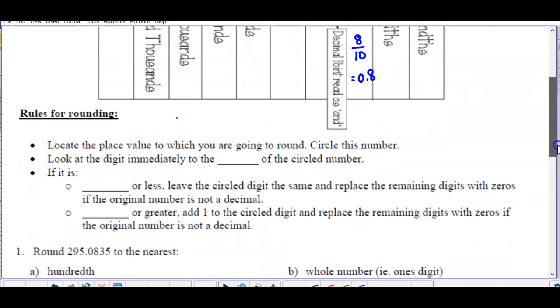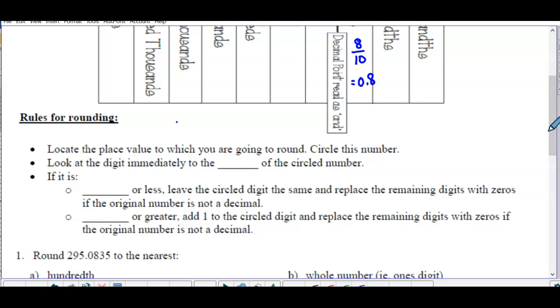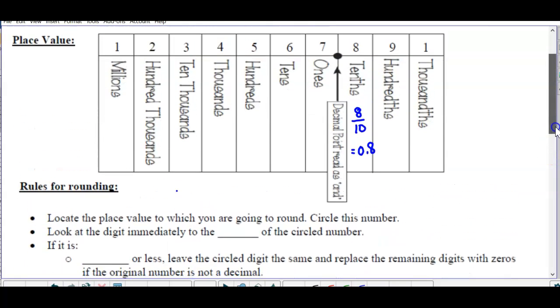Okay, so rules for rounding. Locate the place value to which you're going to round. So this is what I do. If you're asked to round to the nearest tenth digit, I circle that. Look at the digit immediately to the right of the circled number. These others don't have an effect at all. So we want to look to the right. And then it's based on this number to the right, not this one, just the first digit. If this is 5 or above, this 8 rounds up. If it's 4 or less, it stays the same.